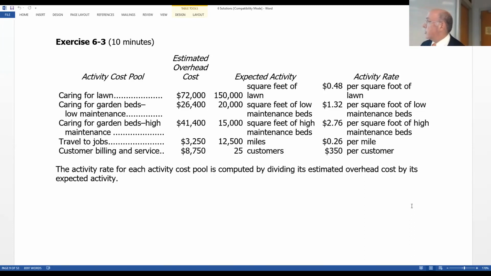Travel to jobs, 26 cents a mile. Now here's an interesting thing. Should we inject ethics into this class, or is that a forbidden topic? Yeah, go with it, right? Here it takes them 26 cents per mile to travel to the jobs. Let's say the IRS allows you to take a 55-cent deduction for that. Should you take 55 cents?